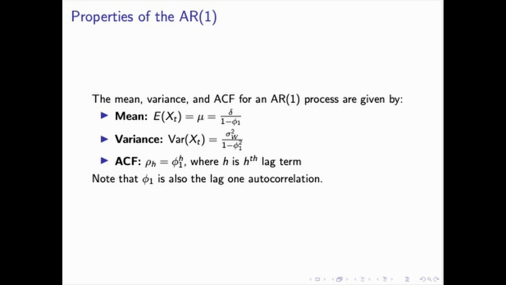The variance of x_t is equal to sigma squared w over 1 minus phi1 squared. The variance measures how much the values fluctuate around the mean. It depends on the noise variance sigma squared w and the parameter phi1. A phi1 value close to 1 leads to greater variability in the series.